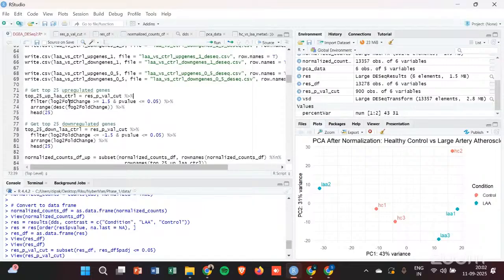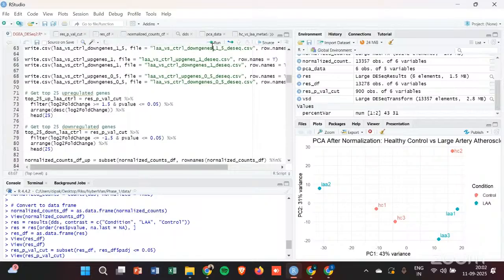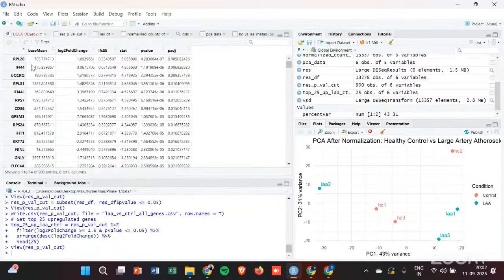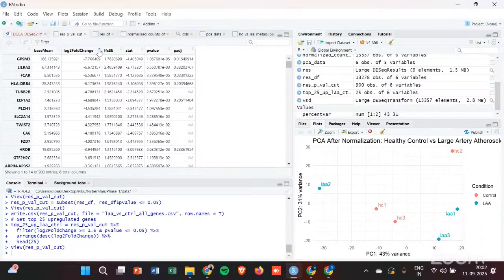Filter will filter based on log 2 fold change value greater than or equal to 1.5. Now I'm putting here greater than or equal to 1.5 because I want the upregulated ones, right? That is why this is a plus 1.5, and p-value cutoff of 0.05. Again, this output will be passed on to the arrange function, and I want it arranged in descending order, that is highest fold change first, and I want only the top 25. That is why I'm using the head function. If I run this, I should get the top 25 upregulated genes here. These are my top 25 upregulated genes based on log fold change.